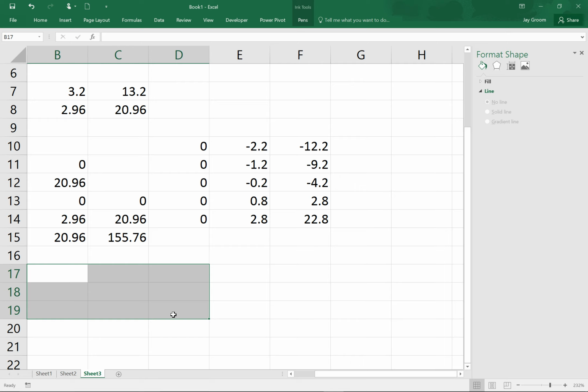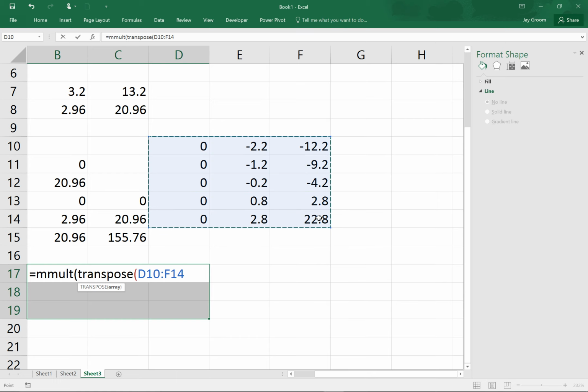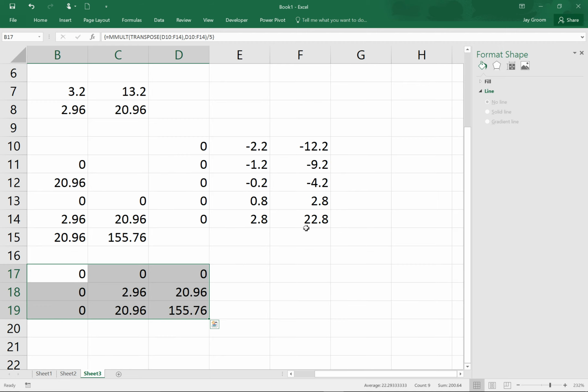So what you're going to do is, I've got a 5 by 3, so I can take the transpose of that. I'm going to do equals MMULT of the transpose of this guy with himself. Divide by 5. Control, Shift, Enter. Boom. And this is my variance covariance matrix.